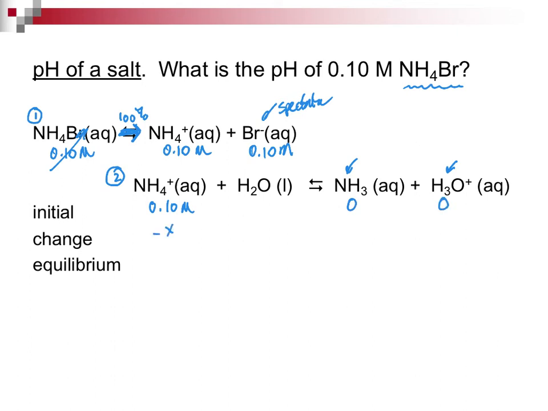We know part of this is going to go away, X amount. We know this will be formed as a plus X and the other will be formed as a plus X. Take a moment, see if you can take this all the way.